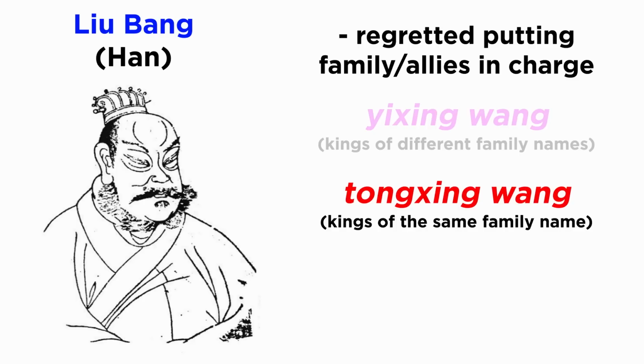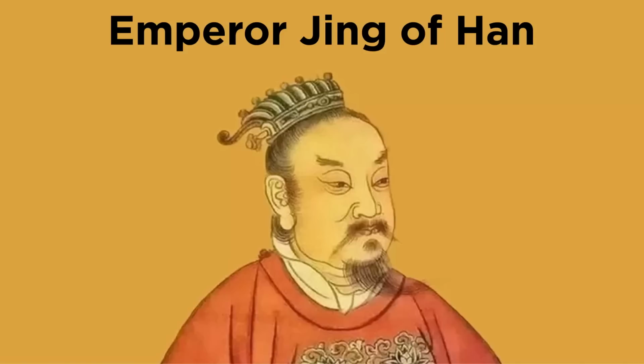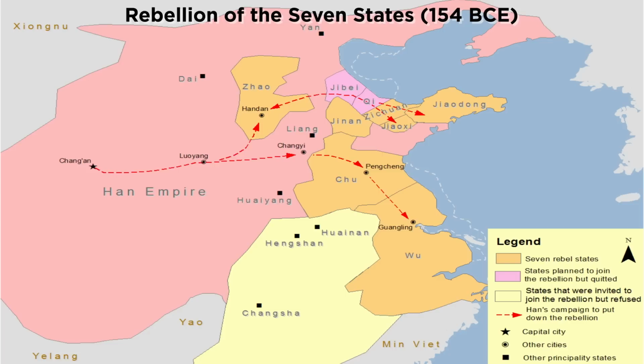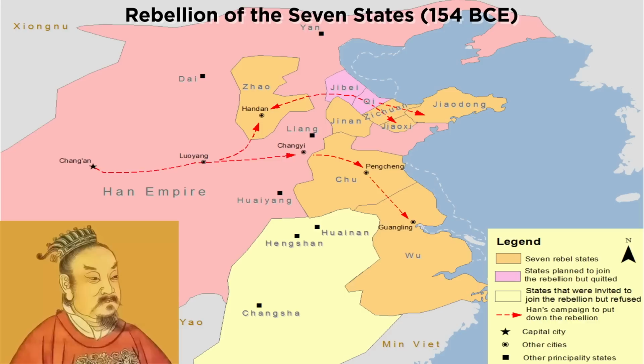The Tongqing Wang, on the other hand, were left alone until the middle of the 2nd century BCE, when the Emperor Jing decided to punish several of his powerful relatives by reducing the territory of the states they ruled. These relatives, who had their own armies, responded by staging an uprising called the Rebellion of the Seven States in 154 BCE, after which Jing restricted their power and reduced the size of their domains.